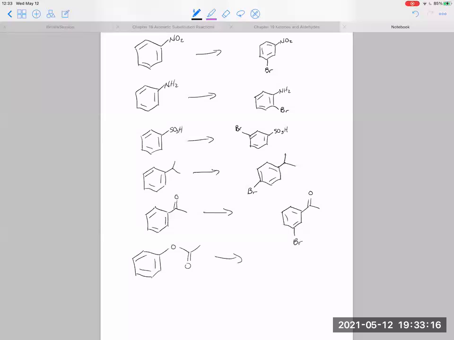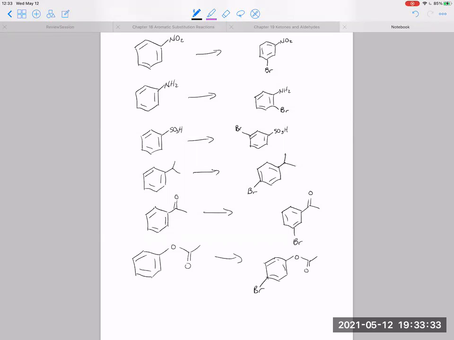Okay. And lastly, I sort of threw this one in at the end, so you might have missed it. This is when we have this ester. Where's that going to direct? Is it orthopara? It is orthopara.